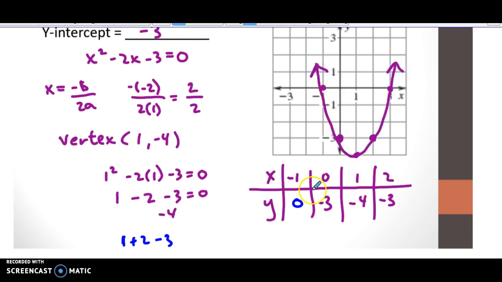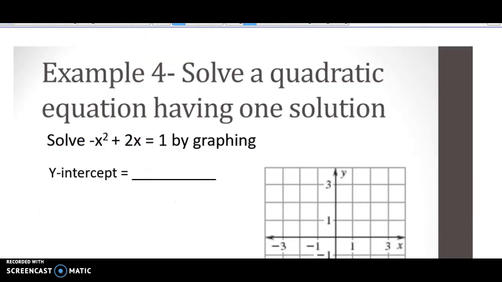Now, instead of making a table, we could also factor this and find our zeros that way and graph them. But this is just an alternate solution.